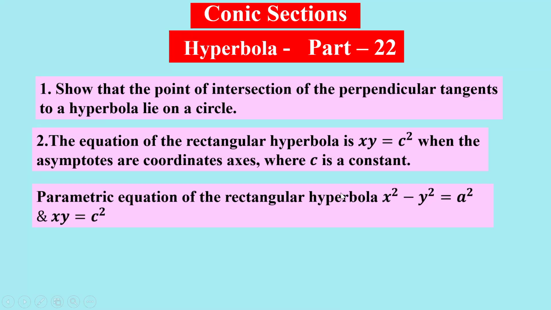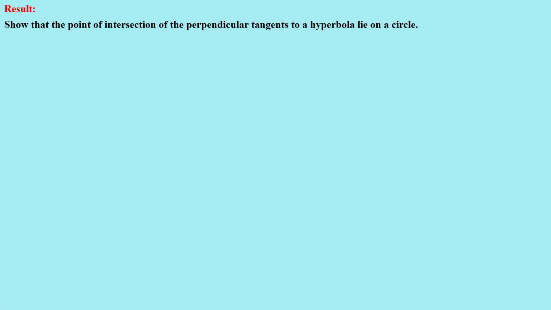Next problem. Show that the point of intersection of the perpendicular tangents to a hyperbola lie on a circle. Right? So that is the first result. We are going to see the proof. Consider the hyperbola x square by a square minus y square by b square equal to 1.